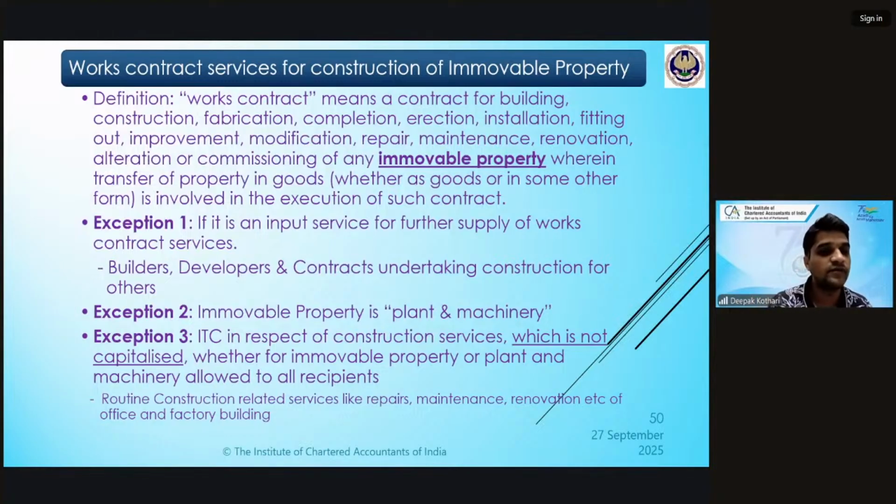So if there is construction of a dam for a river, can they claim the ITC? They cannot claim because it is blocked. So any works contract will be blocked itself. A builder constructing a society and selling the units is not eligible to claim the ITC even if he is registered. Yes, he is not eligible to claim it.